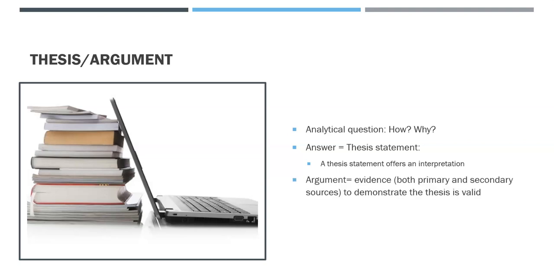The argument is how the author demonstrates that the thesis is accurate through evidence from both primary and secondary sources. Because a thesis is something against which someone can argue, scholars need to prove and demonstrate that their claim is valid. They do that by providing evidence and presenting that evidence in a way that constructs an argument to convince the reader of the validity of the claim.